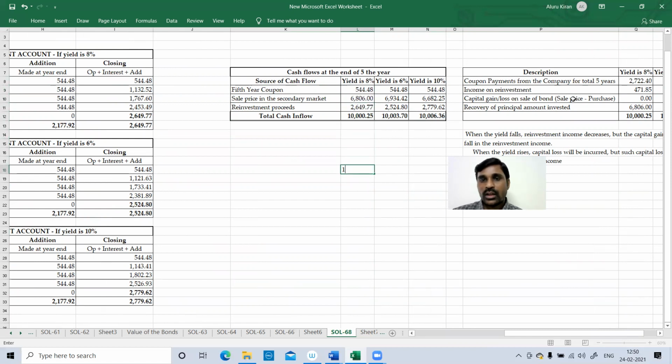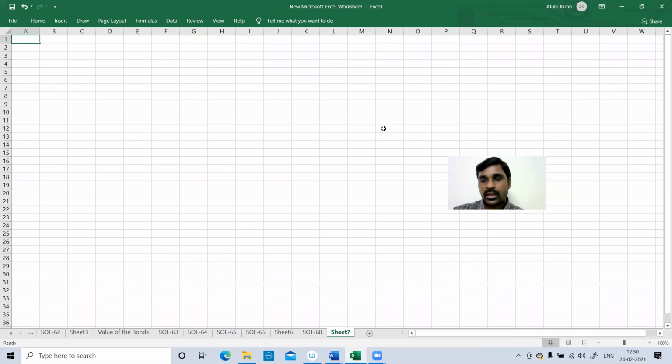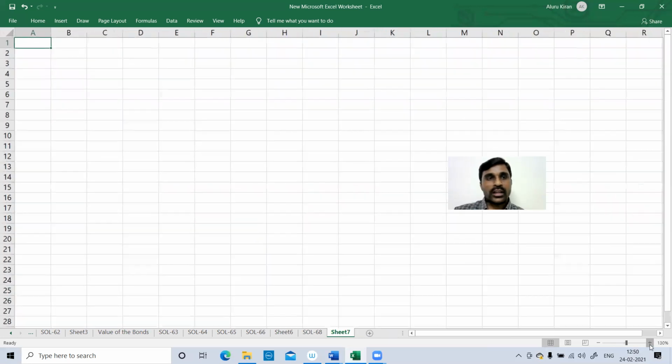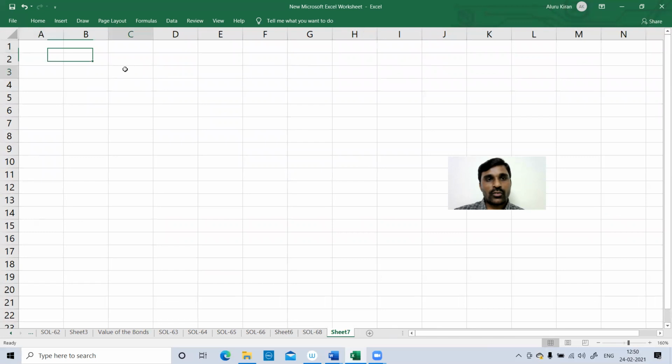Only 1 year left over. I'll write the yield also for your sake. 5 years is completed, so this is the 6th year, not 6 years. Only 1 year is left over.